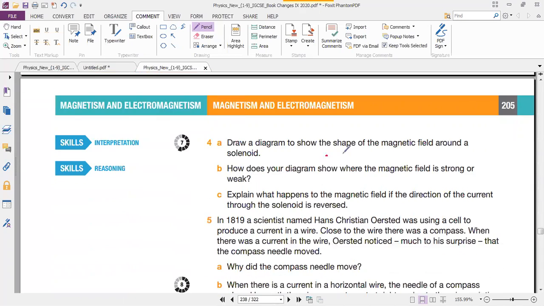Draw a diagram to show the shape of the magnetic field around the solenoid. It is directly given in our textbook. I expect you to solve it. Draw the diagram by seeing your textbook. Better see the textbook and then draw the diagram without seeing.